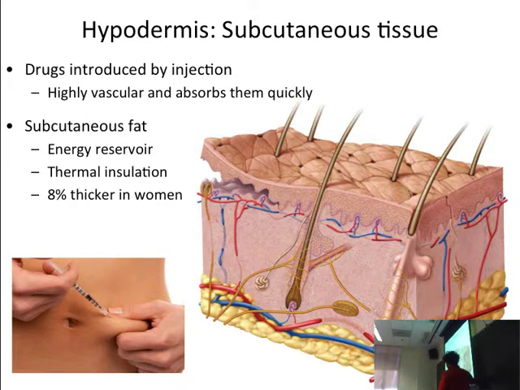Hypodermic injections are not the only place you can get injections. You can have intradermal injections as well. They're just not going as deep with the needle. It depends on what your strategy is, what your goal is with the injection.